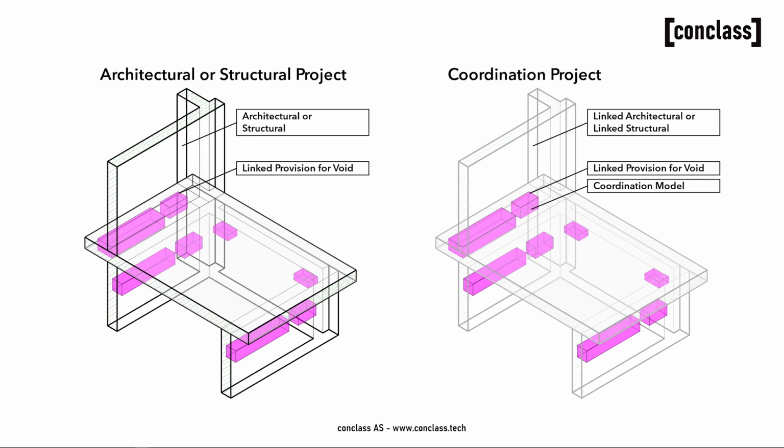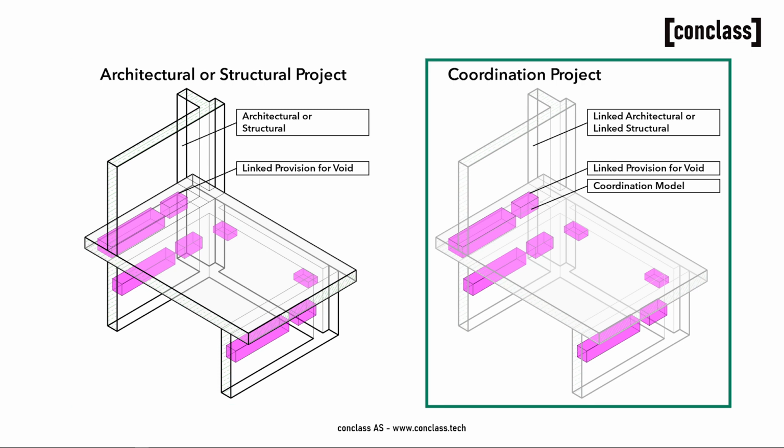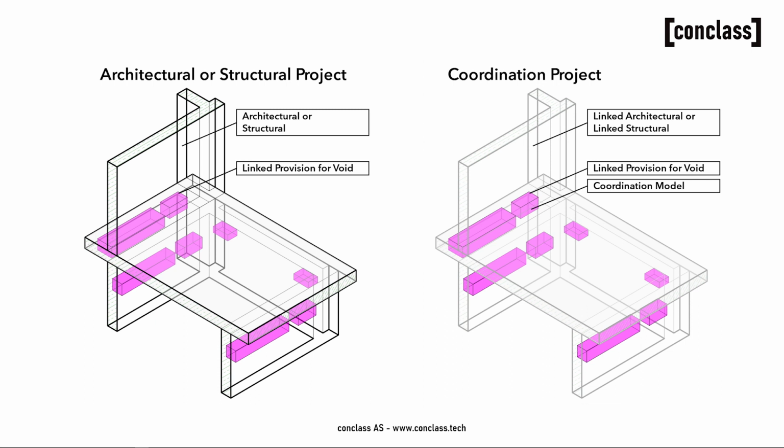You can either load the models into your main project or into a separate coordination project, which should only contain the openings. If you want to place the openings directly into your architectural or structural model, open the desired model and link all Revit and IFC files into the project, which contains the openings that should be adopted.